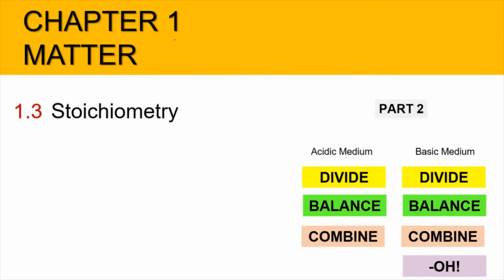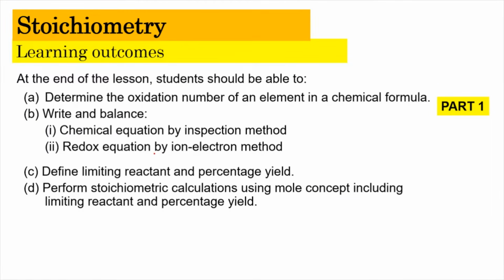So now we are still in chapter 1 matter, and now we're going to focus on the subtopic of 1.3 stoichiometry part 2 of the video. In this video, we're going to learn how to write and balance redox equation by using the Ion-electron method. In the previous video, we have learned about the determination of oxidation number and balancing chemical equation by inspection method. So if you haven't watched that one, please watch it now.